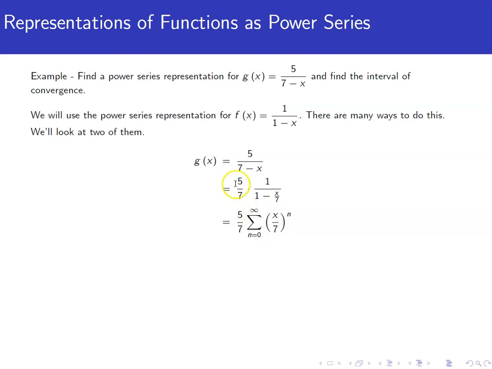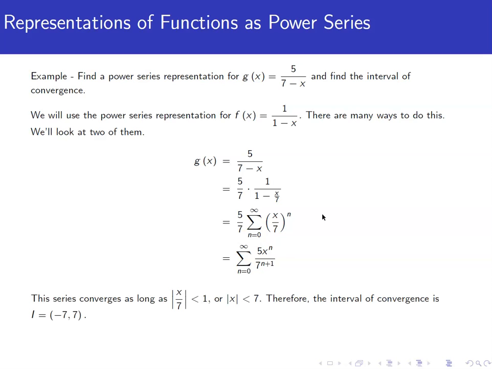So now I have a power series representation for g of x that is 5/7 times the series n equals 0 to infinity of x over 7 to the nth power. And if I want to be fancy, I can bring the 5/7 in and rearrange some exponents. That last step isn't necessary, but just to see that we really do have a series of some terms.